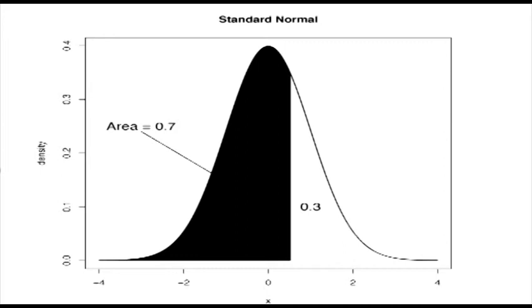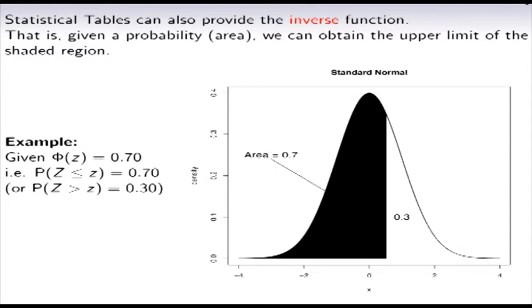So here's a shaded area, which I'm supposing to be known and given at 0.7. So here we are. We're given that phi of some value z is 0.7. Another way of expressing that is that the standard normal random variable capital Z being less than this little z is 0.7. And sometimes people write the other way around, because the total area is 1. It means the probability of being bigger than that value is 0.3.